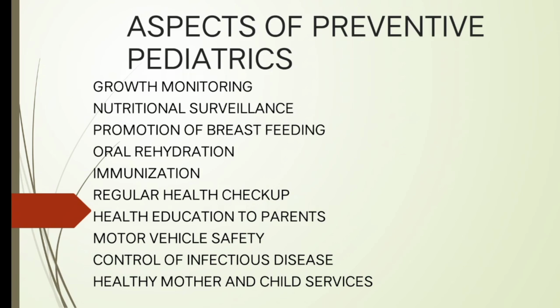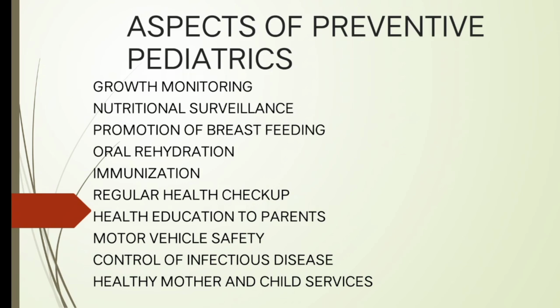Next is oral rehydration. When you give proper breastfeeding, continuous breastfeeding on demand, we can automatically prevent dehydration in babies. Next is immunization. You have to follow the national immunization schedule, and the mandatory immunizations should be given correctly according to the baby's age. Next is regular health checkup, which is continuous monitoring of growth.